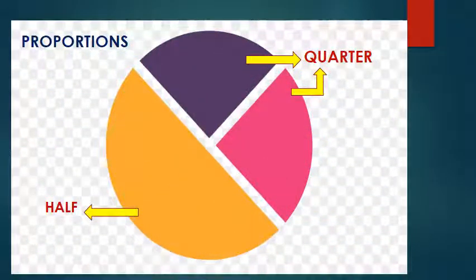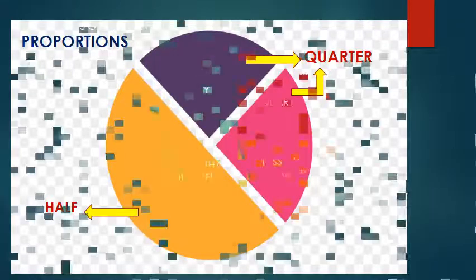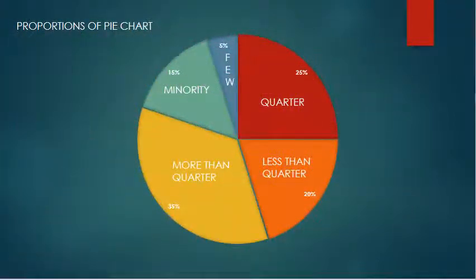Pie charts are used to show proportions and how each piece relates to the whole. Here you can see the proportions half and quarter, which is also called 1/4. Other proportions that we can use to describe pie charts are quarter, less than quarter, more than quarter, minority, and few.